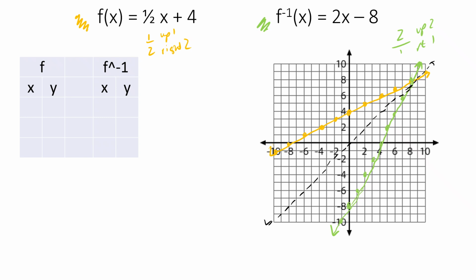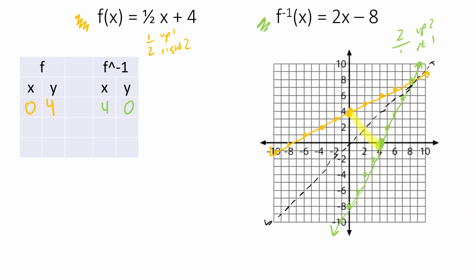So for example, on my original function, I see the point 0, 4. Okay, there's the point 0, 4. And on the inverse, I actually do see the point 4, 0. So there it is, 4, 0 and 0, 4. And if I want to connect them to see the symmetry, oh, there they are.